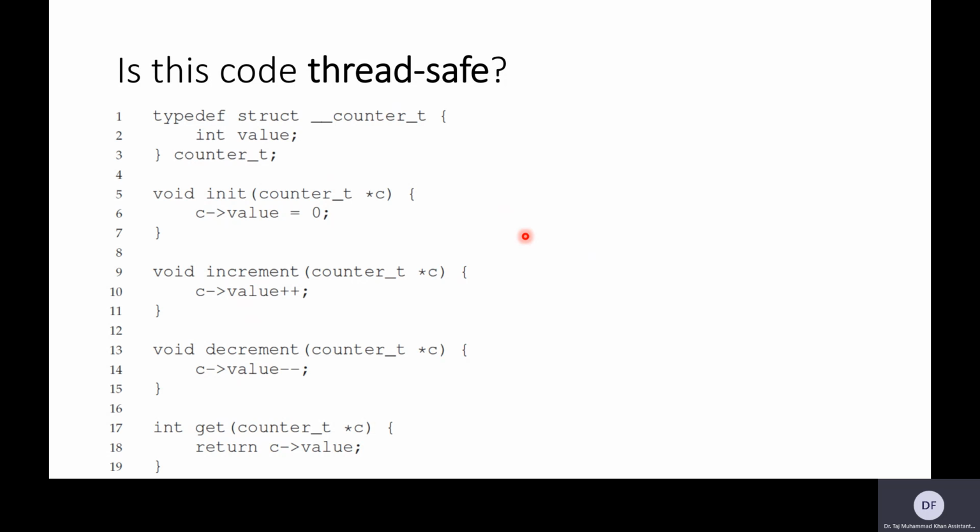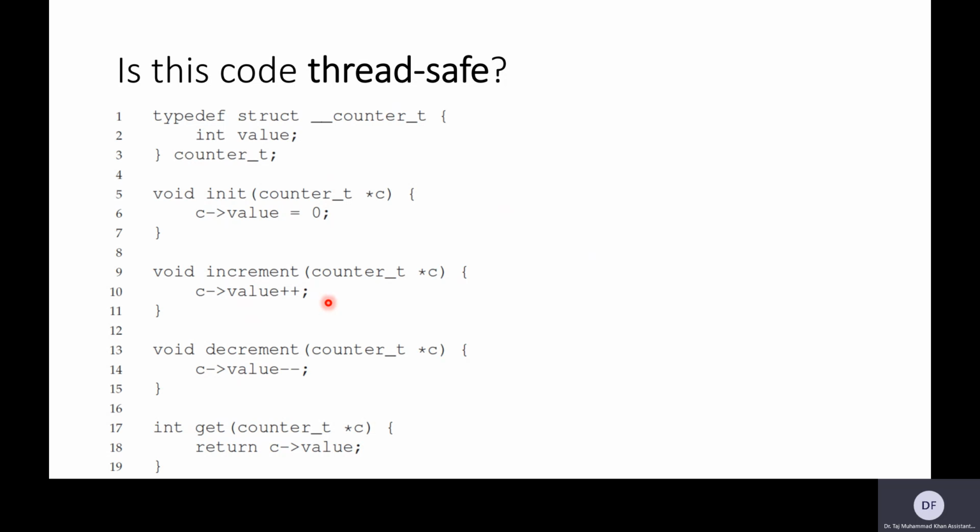So this code is not thread safe. How can we make this code thread safe? Again, we'll have to implement mutual exclusion and make sure that only one thread is able to enter the critical section and update this value at any given time. If we can implement that kind of mutual exclusion, then we can make this code thread safe.